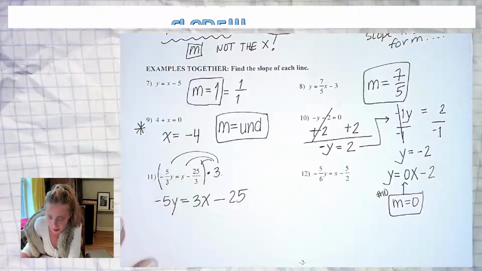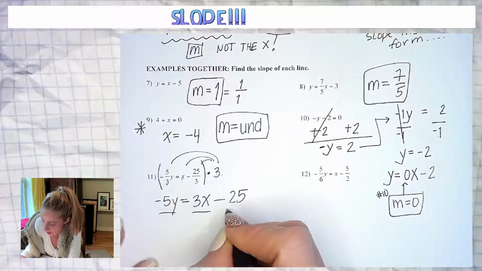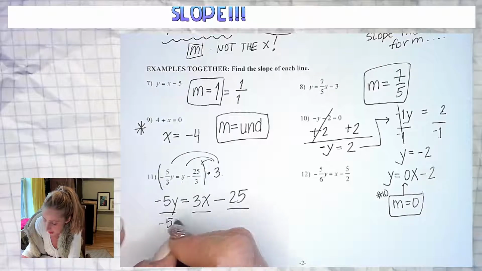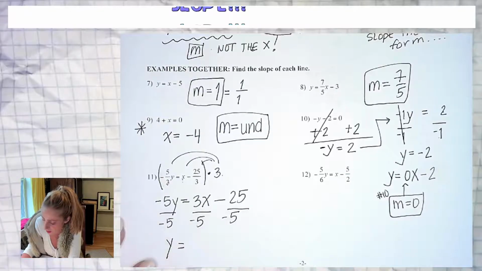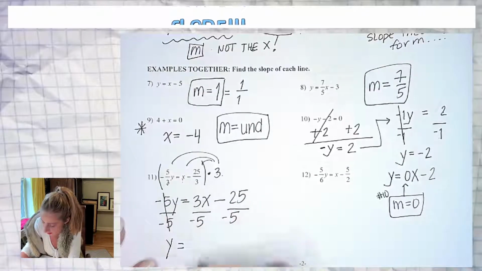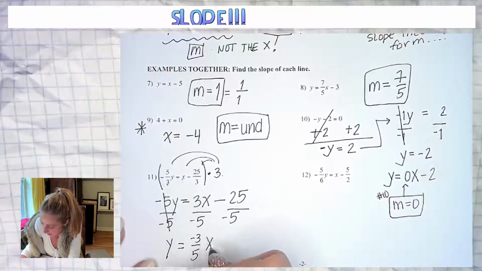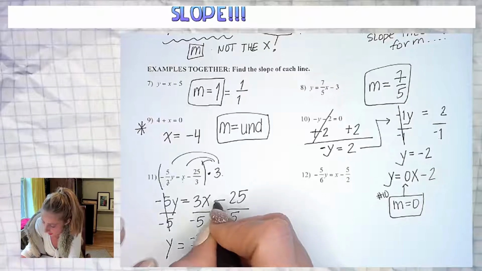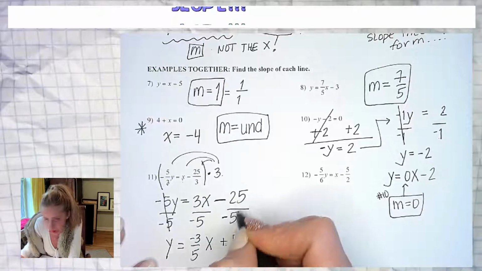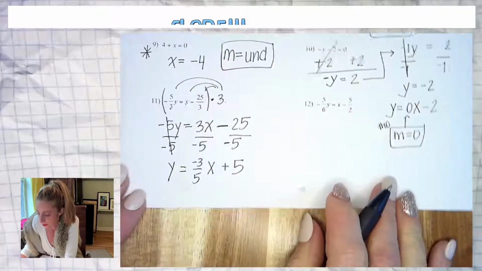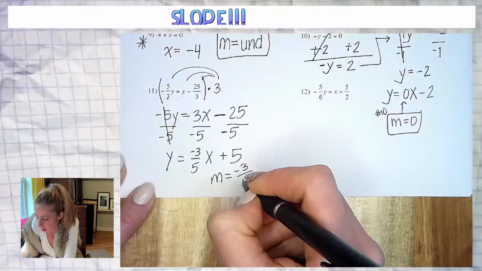25. I want it to look like y equals mx plus b. I'm going to divide everybody by -5. Y equals -3 over 5 x. We move that negative up. Negative over a negative is plus 5. 25 divided by 5 is 5. But what's the answer? M equals -3 over 5.